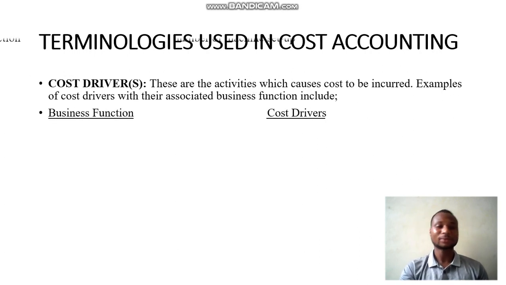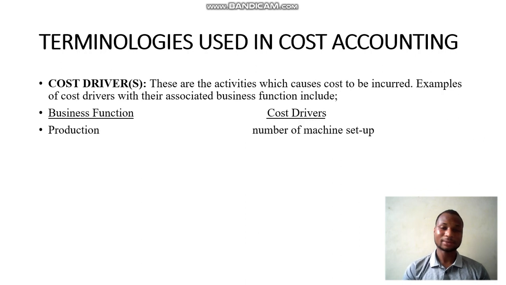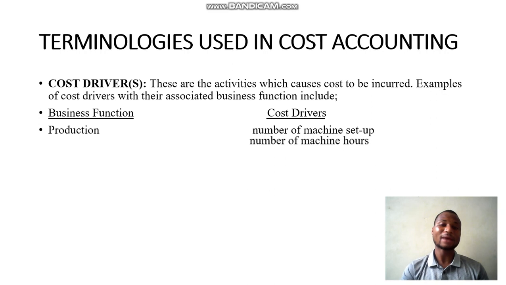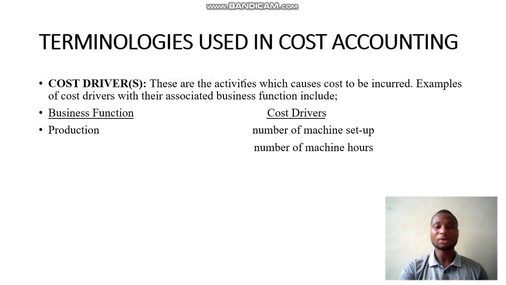So business function, we are looking at the production center. Under the production center, the number of machine setups can be a cost driver. Another one could be the number of machine hours. How many hours has the machine worked? The more the machine works, the more the cost. The lower it works, the lower the cost. So it's a driver of cost of production.